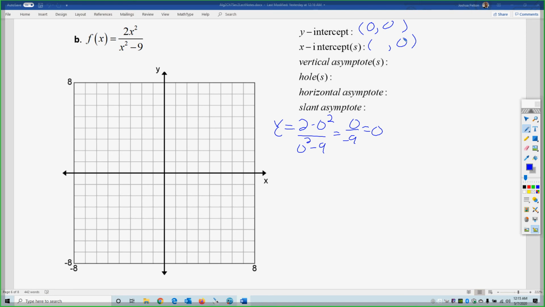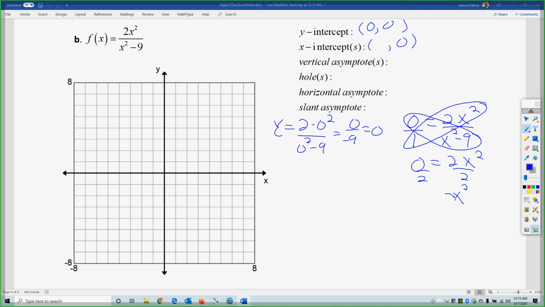For x-intercepts, y is 0, so 0 equals 2x squared over x squared minus 9. We'll put it over 1 so we can cross multiply. So we get 0 this way, and 1 times 2x squared is 2x squared. So if I divide by 2, I get x squared is 0, or x essentially is just 0, which makes sense to the picture here.